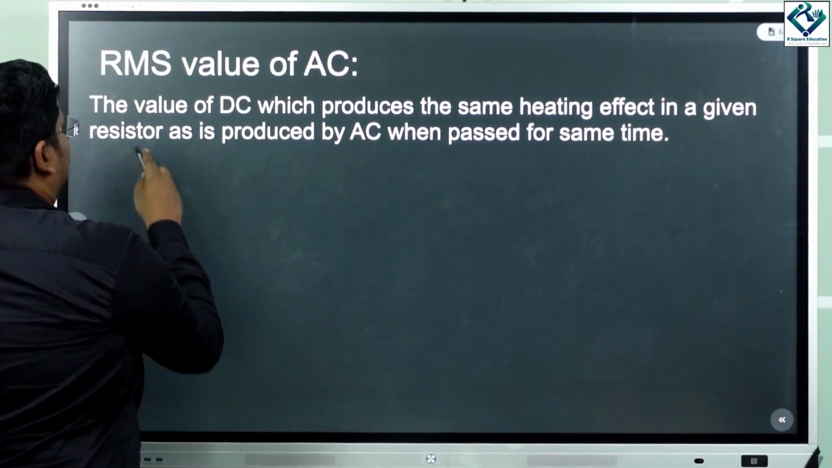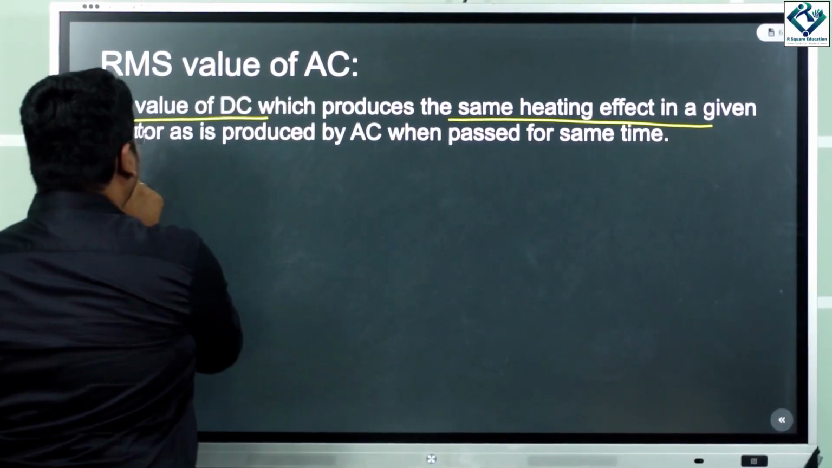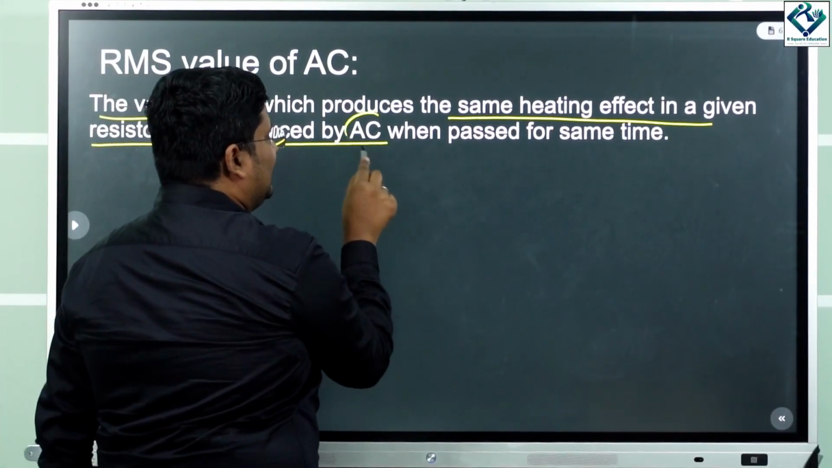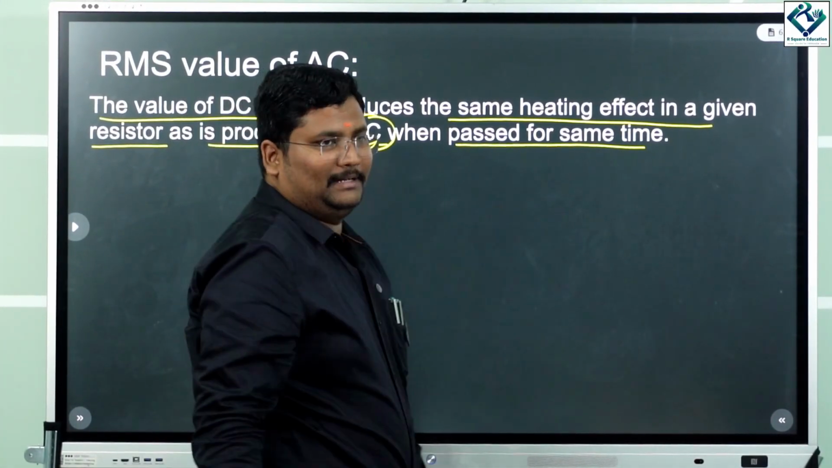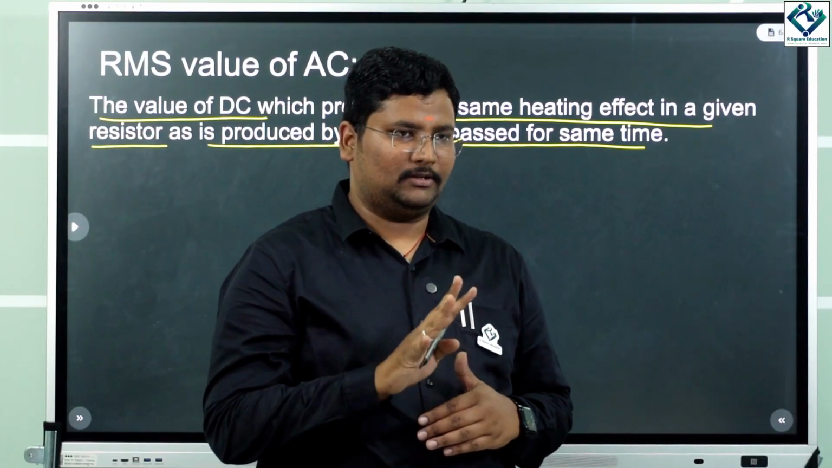See this: the value of DC which produces the same heating effect in a given resistor as is produced by AC when passed for the same time. So again, we are going to find the equivalent value of AC with respect to DC.